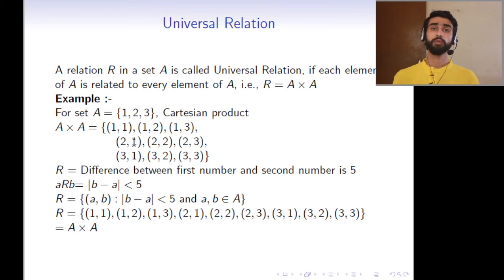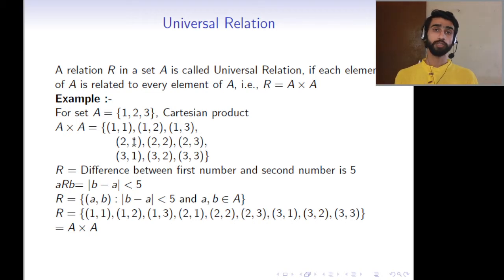Then 2 comma 2, the difference is again less than 5, and 2 comma 3, difference is 1, which is less than 5. Similarly, if you see for all other 3 comma 1, 3 comma 2 and 3 comma 3, the difference is 1, 0 or 2 maximum. All these differences are less than 5.